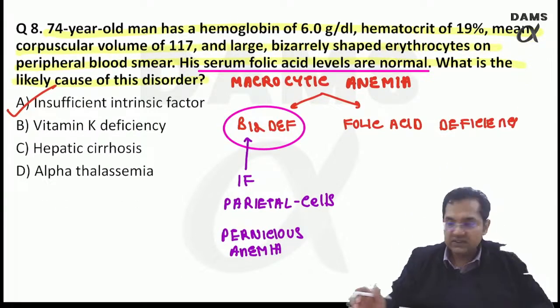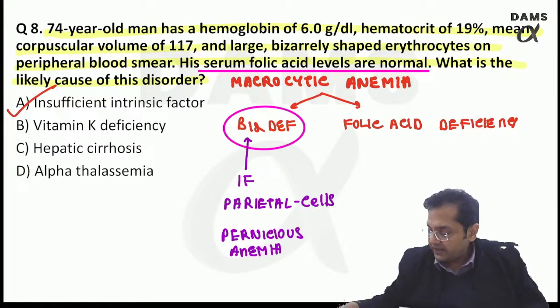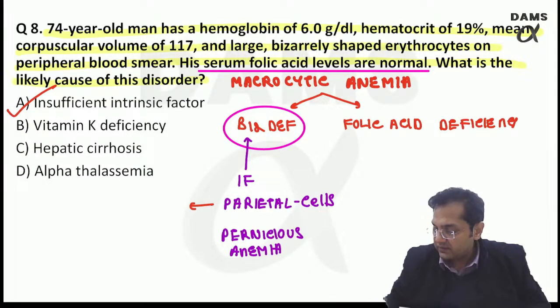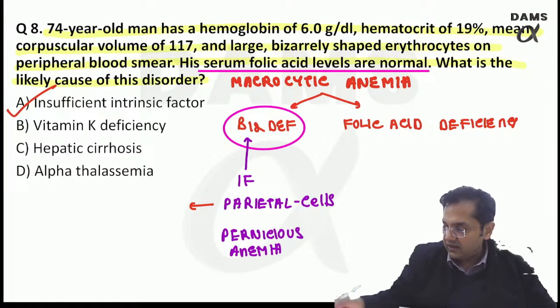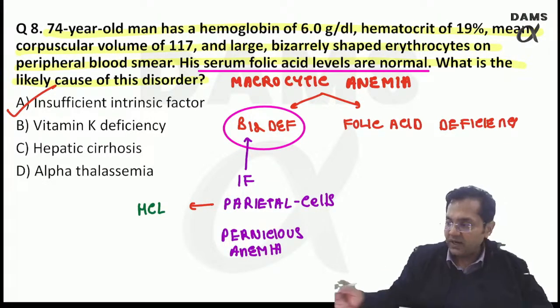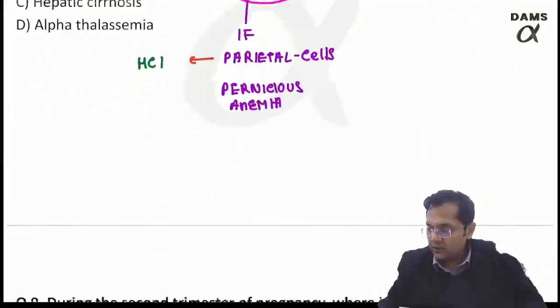Remember, in GIT we will be studying parietal cells also produce, yes, can you tell me the answer? HCl, right? Remember that. So parietal cells also produce HCl. Yes, A is the correct answer.